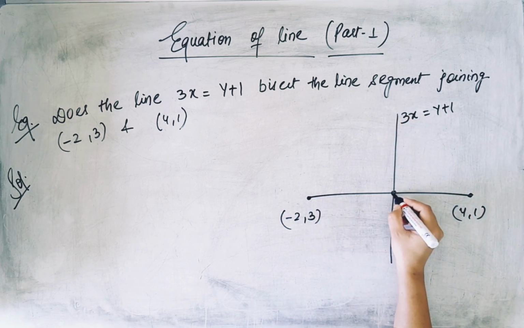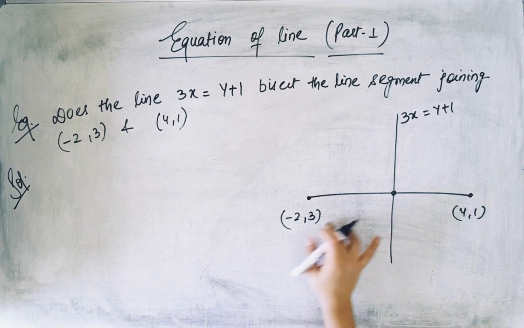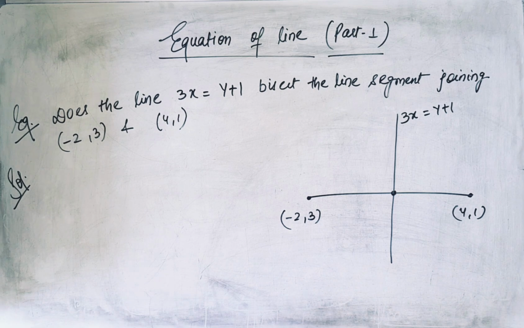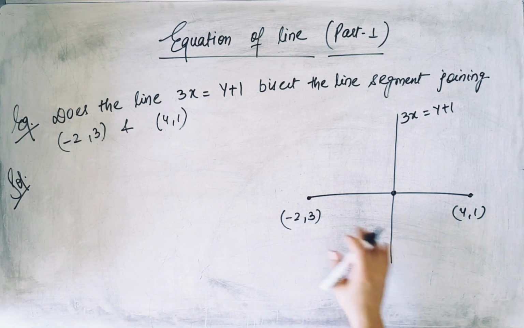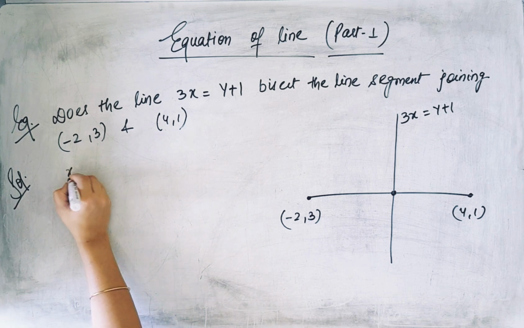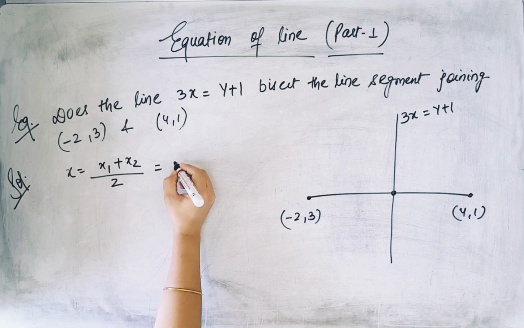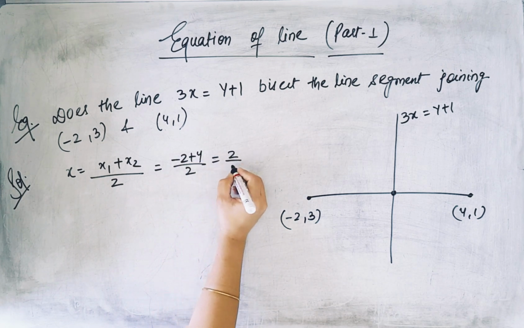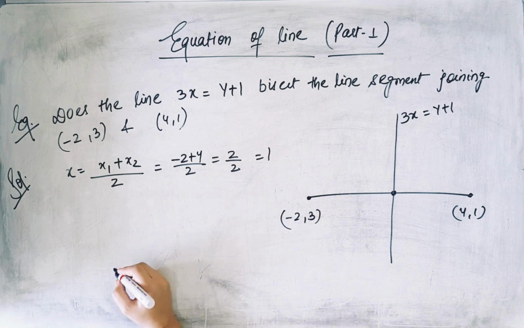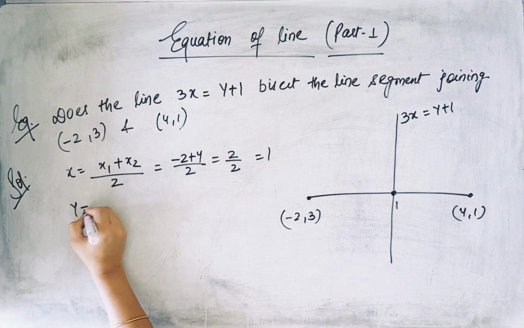That means we have to find out the center point of these 2 points. We have seen in coordinate geometry how to calculate the center point of 2 points. So we can apply the formula x equals (x1 plus x2) by 2, thus we'll get (minus 2 plus 4) by 2. So 2 by 2 will give 1. So here the x coordinate will be 1.